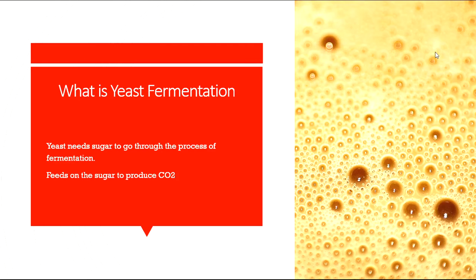What is yeast fermentation? Yeast fermentation happens when the yeast is exposed to sugar. The yeast uses the sugar to obtain energy to produce both ethanol and carbon dioxide. This process is used to produce various types of alcohol that we know, such as beer and wine.